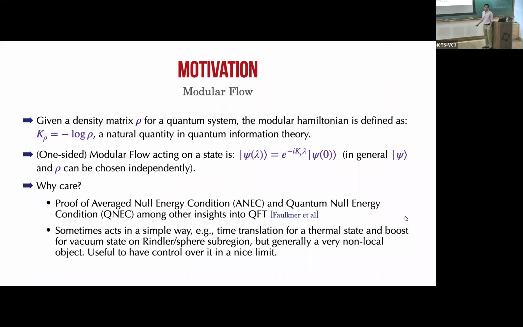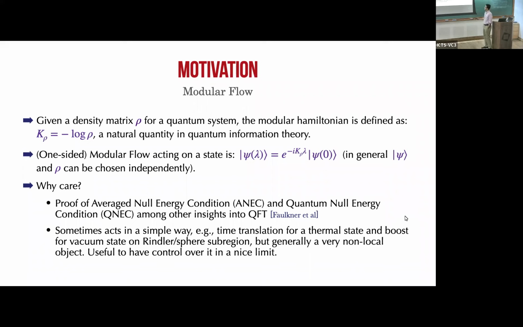All right, so let me get started by introducing the idea of modular flow. Hopefully this is familiar to some of you. In quantum mechanics, let's say I hand you a density matrix rho. The modular Hamiltonian is defined by minus log rho. This is a natural quantity which appears in a lot of discussions of quantum information theory. If rho was a thermal density matrix, then this modular Hamiltonian would literally be the Hamiltonian of the system. This is a generalization of that for arbitrary density matrices.